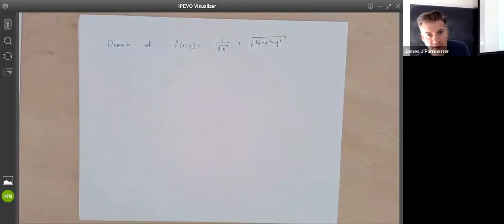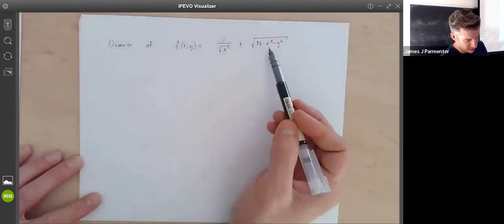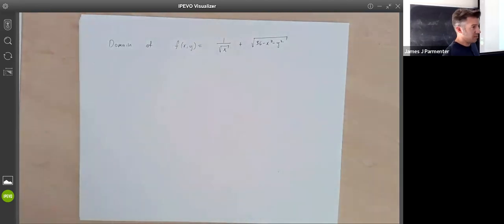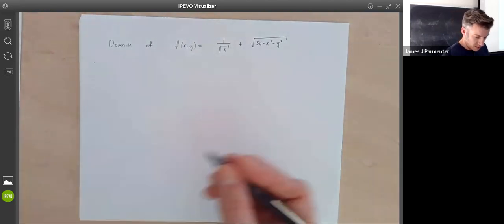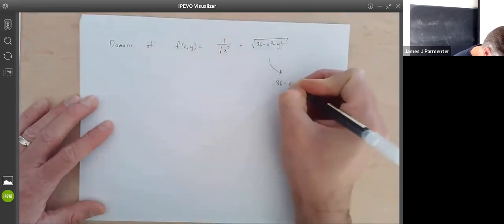So the thing about these domain questions is the usual domain rules still apply, meaning we can't divide by 0, we can't take a square root of a negative, we can't take a logarithm of a 0 or a negative. So when I see a square root, I automatically think, all the stuff inside the square root better be greater than or equal to 0. So I know that this part here is going to lead to saying this.